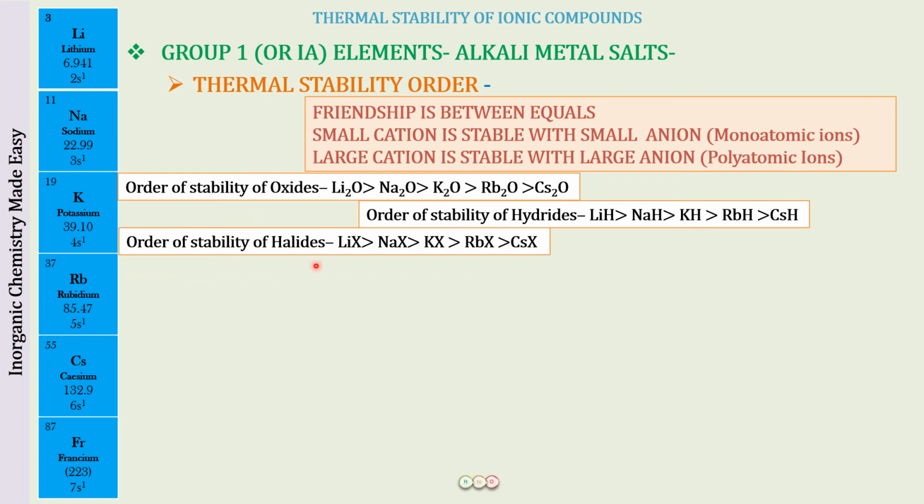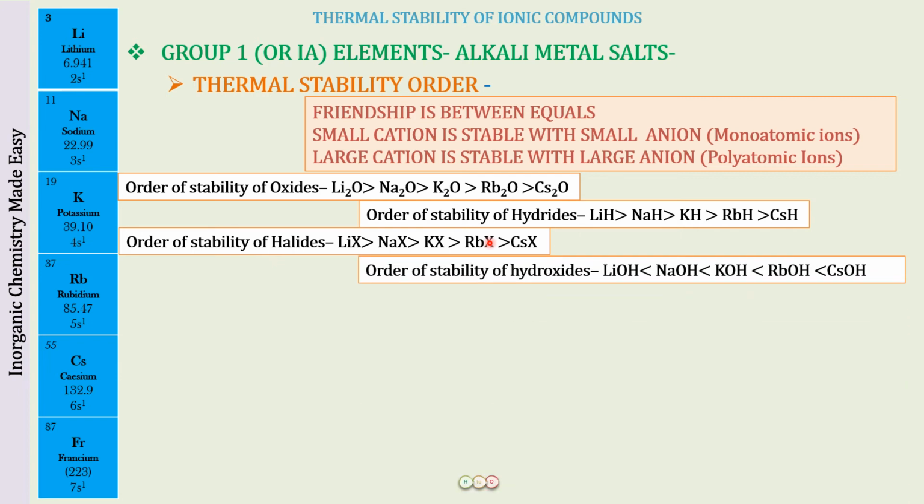The next we have is the halide. It can be any halide now, right? It can be fluoride, chloride, bromide, iodide, anything. So for all the halides, down the group, the stability is going to be decreasing because they are monoatomic ions.